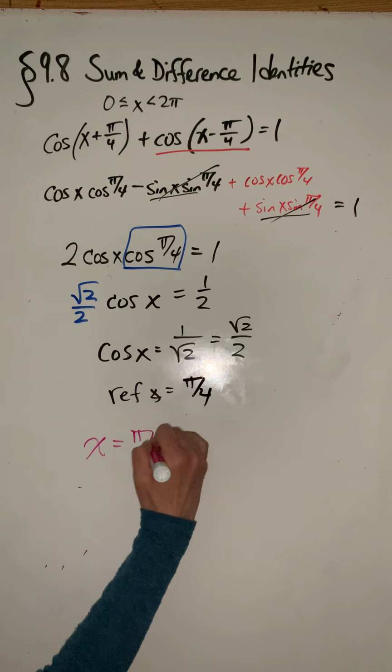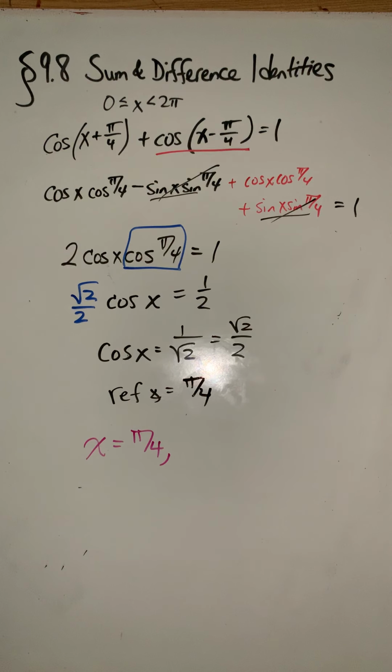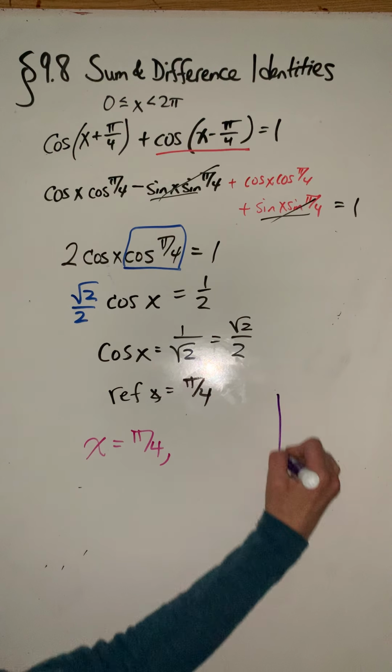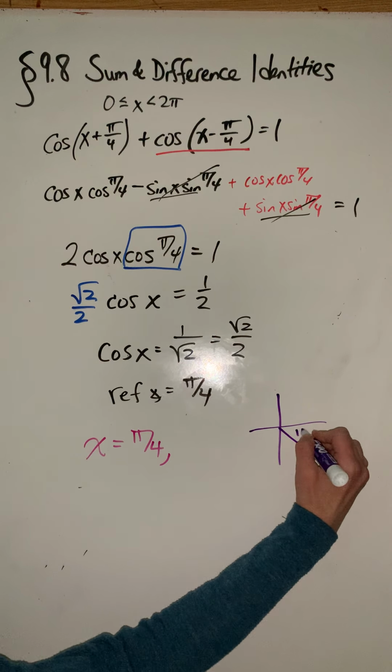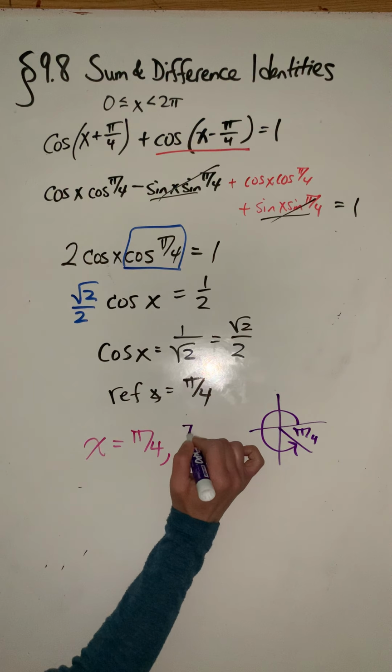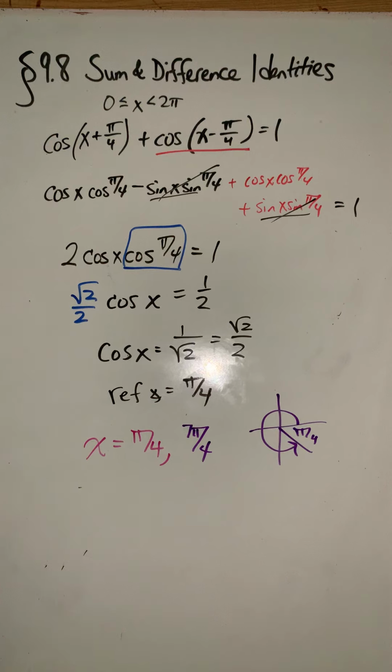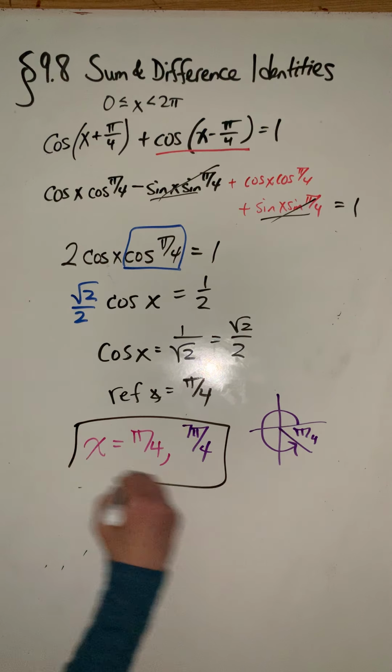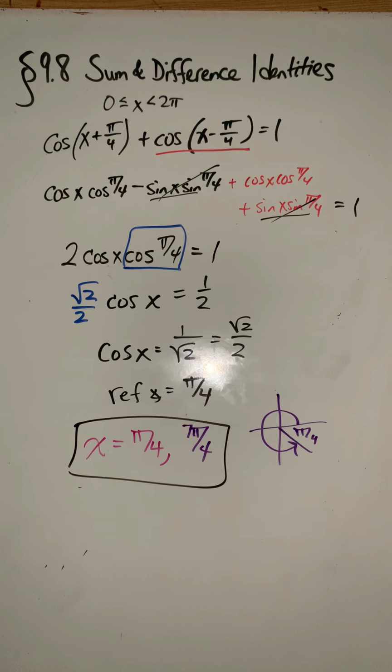So x is pi over 4. And then we also need to know in what other quadrant cosine is positive, right? So cosine is also positive in the fourth quadrant. If we have a reference angle of pi over 4 in the fourth quadrant, then we know this whole angle would have to be 7 pi over 4. So our solutions then would be x equals pi over 4 and x equals 7 pi over 4.